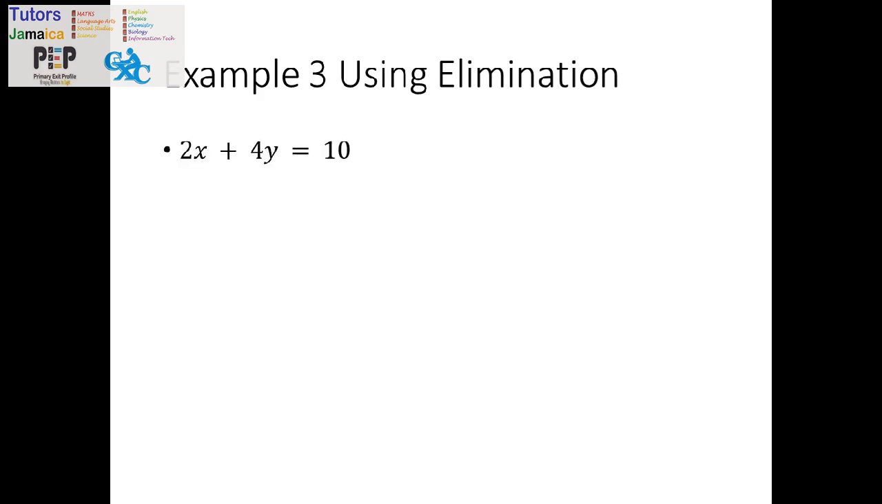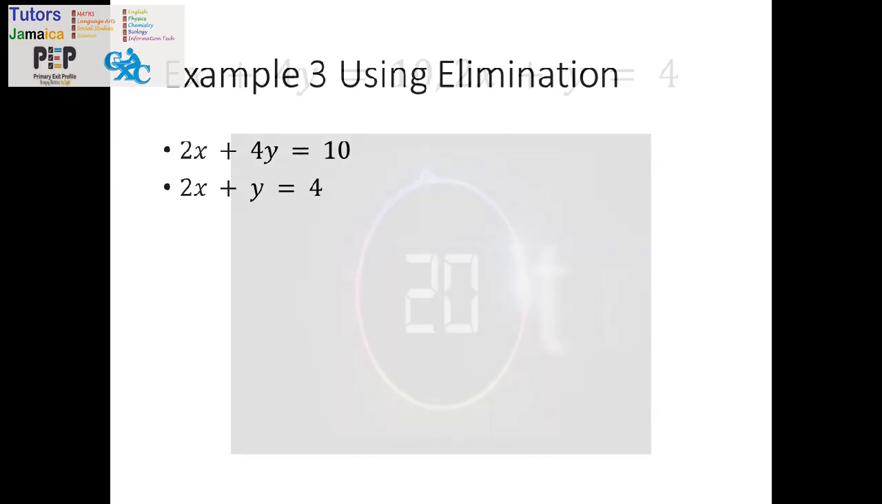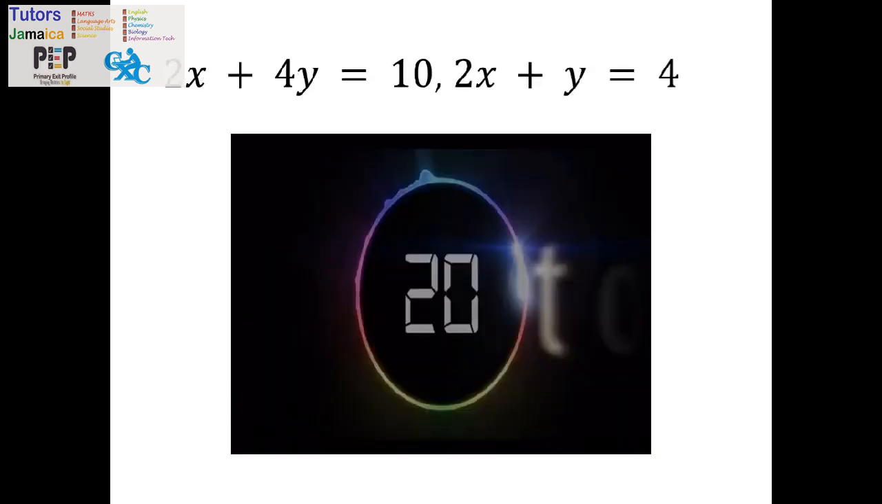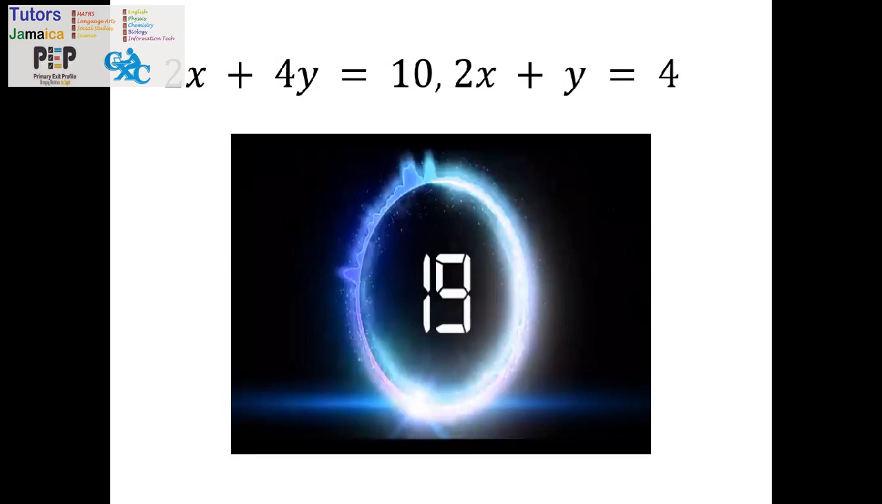So we're going to go on now to the elimination method. I'm going to give you 20 seconds. Pause the video if you must, and try it. Let me know how it goes in the comments below, and I'll show you how to do this using the elimination method. So what we have is 2x plus 4y equals 10, 2x plus y equals 4. So just go ahead and do that now.